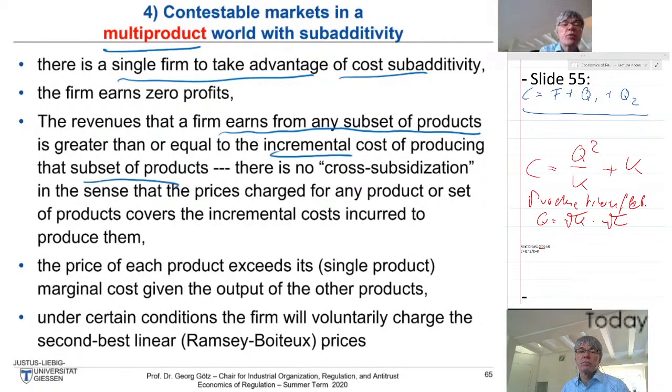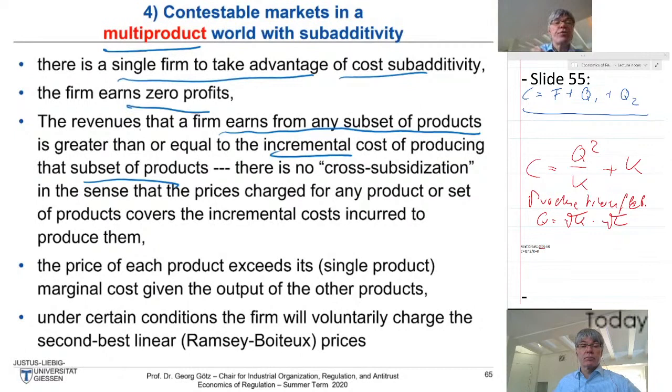There is no cross-subsidization, in the sense that the price charged for any product or set of products covers the incremental cost to produce them. So what does this mean? Suppose you're Volkswagen, and there is global sub-additivity in the production of cars, and you have several models. You would charge for each model at least its incremental cost. If you did not charge the incremental cost for, say, the Charan, and apart from that you earn zero profit, that means you cross-subsidize the Charan.